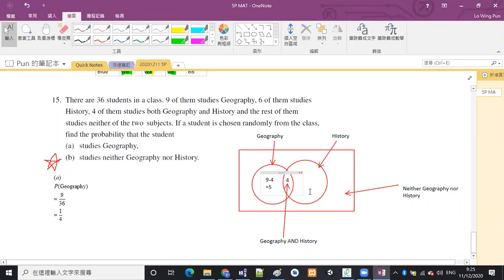And then, how about the students studies history only? Only history. I know that there are 6 of them studies history, but 4 of them, among the 6 students, 4 of them studies both geography and history. So if I want to find the number of students who studies history only, then that will be 6, taking away the students who studies both, and that will be equal to 2. Okay, so 2 of them studies history only.